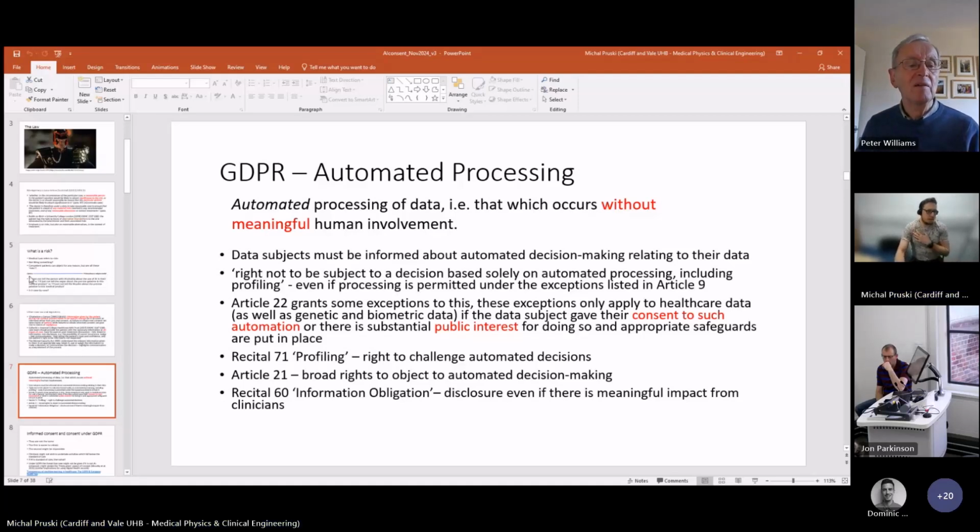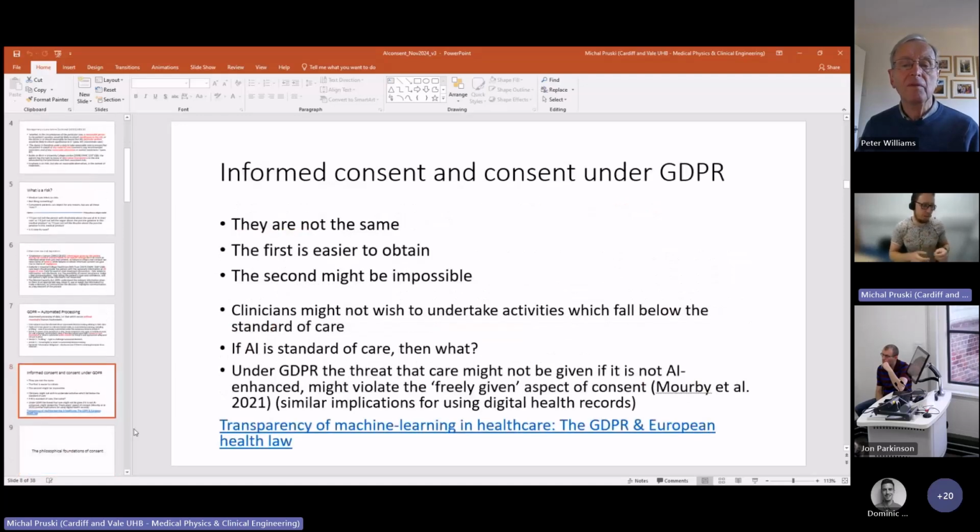And there's also Recital 60, which suggests that there's an obligation for disclosure, even if there is meaningful involvement from clinicians. Now, one of the things that's important to remember with regards to GDPR and patient consent is that they're not quite the same. It's actually probably easier in a way to gain patient consent for a procedure than it is in some cases to gain consent under GDPR. It might even be potentially impossible. So, for example, if AI became standard of care, then perhaps clinicians might not wish to undertake activities which fall below the standard of care, so they would refuse to perform certain activities unless AI was involved.